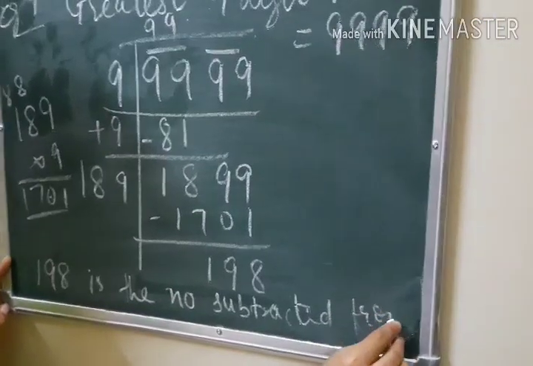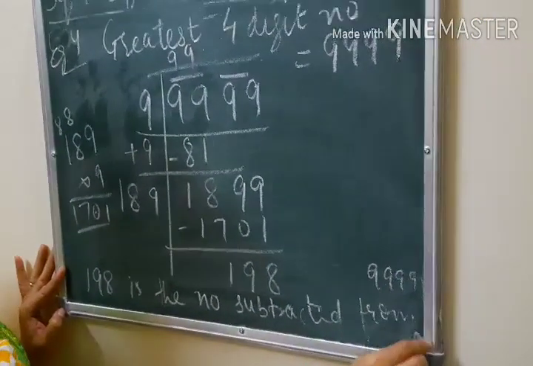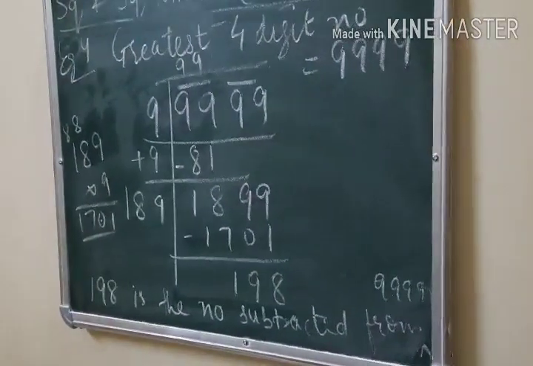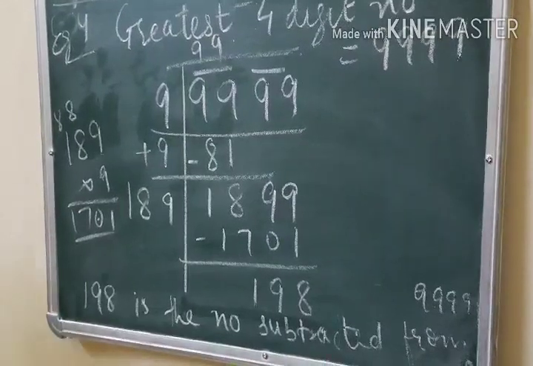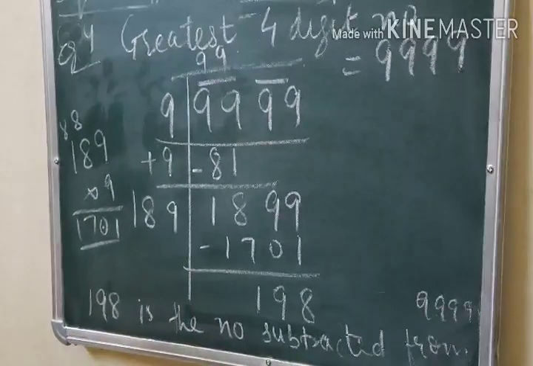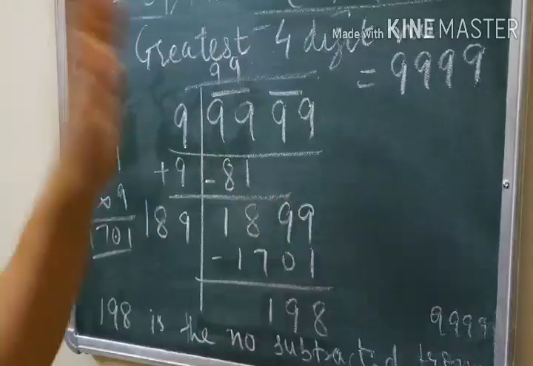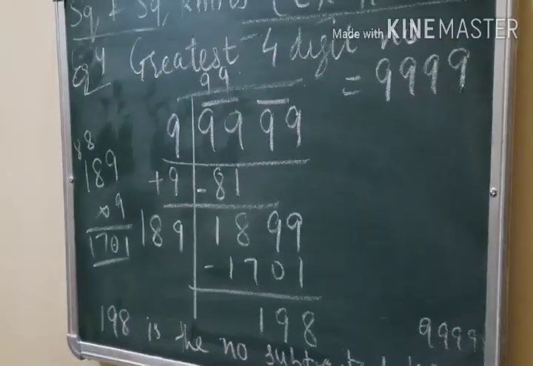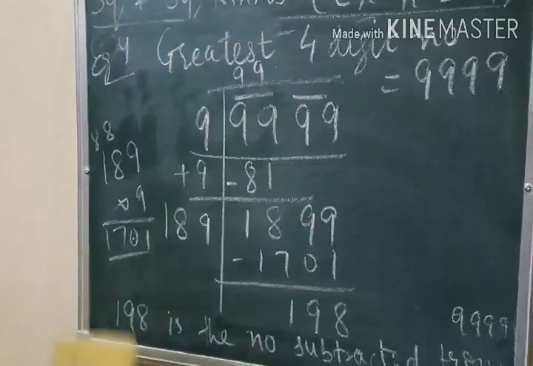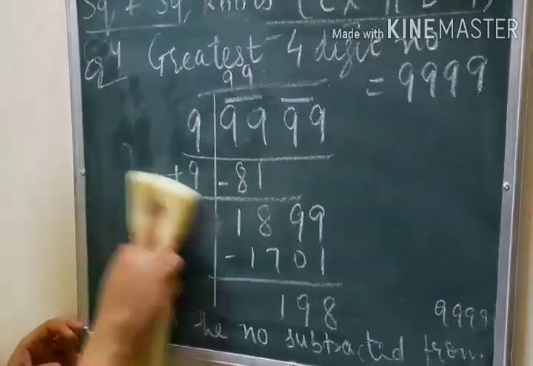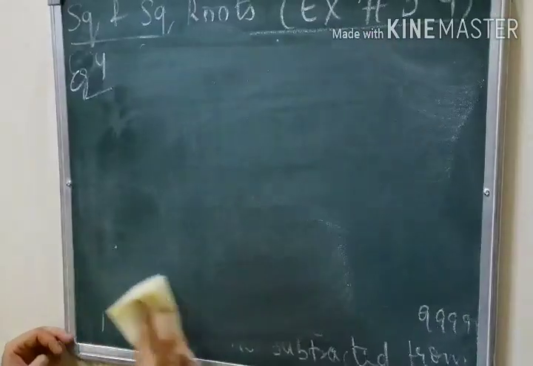Subtracted from 9999. Right? And after that, you have to find the greatest 4-digit number. Now, why I am subtracting and why I am not adding? Because if I add this 198 to this 9999, we will get the number which is a 5-digit number. So that means we have to subtract something so that we get the 4-digit number only. So when we subtract, we will get the greatest 4-digit number which is a perfect square.